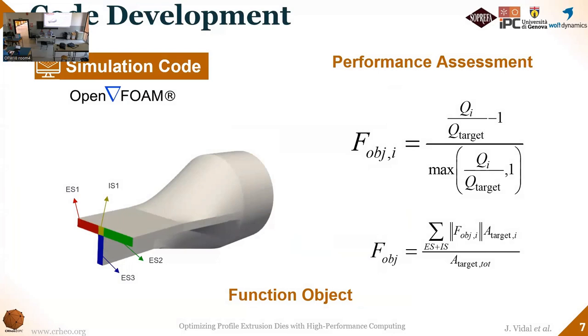Also regarding the simulation code, we created a function object that João will describe later, that accounts for the imbalance, or tries to quantify the imbalance of the flow. The objective function equation is given in the slide.